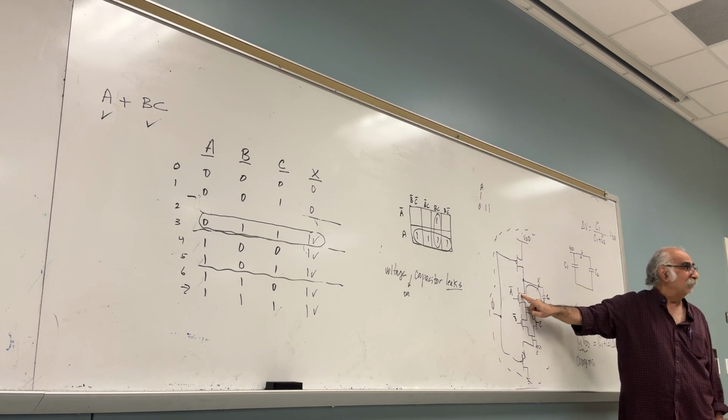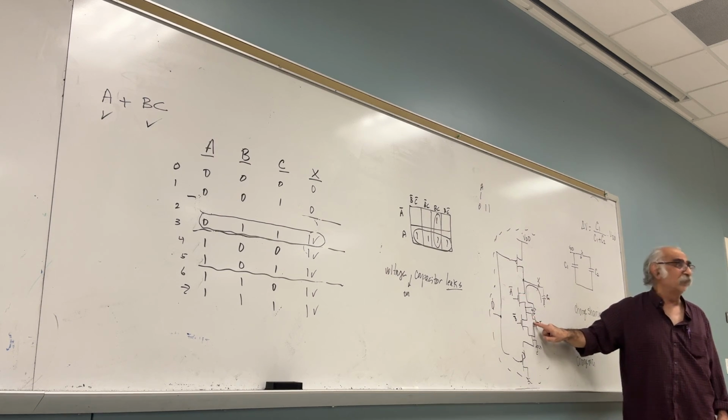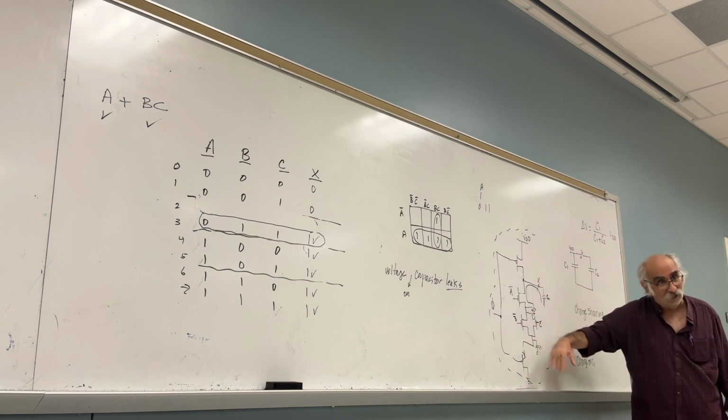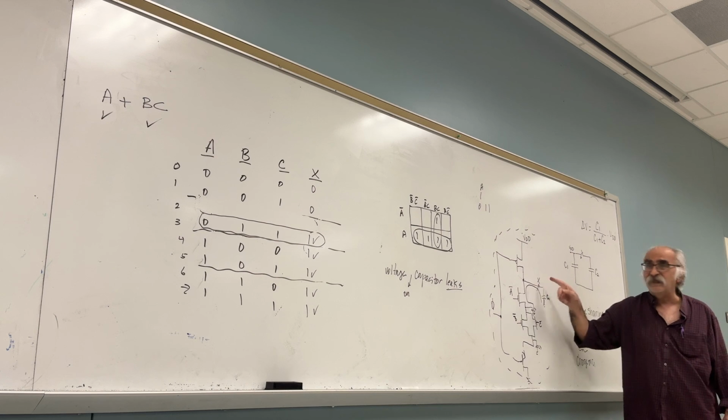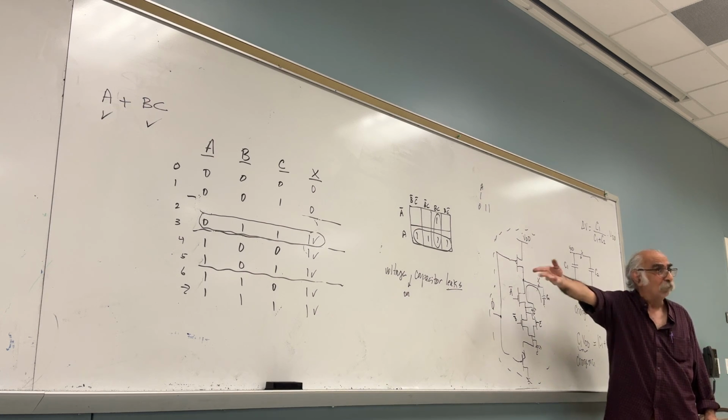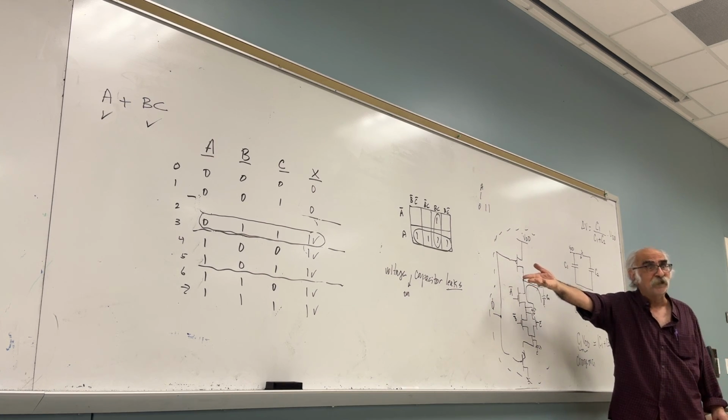Did you get it or not? Notice, by the way, this one and this one are not working. Which means what? They are open. But is this one working? Yes. But that will not affect the what? The truth table. Will it? It will not affect the truth table.